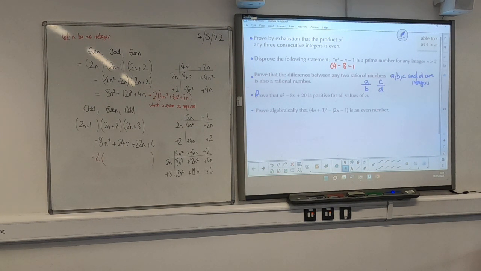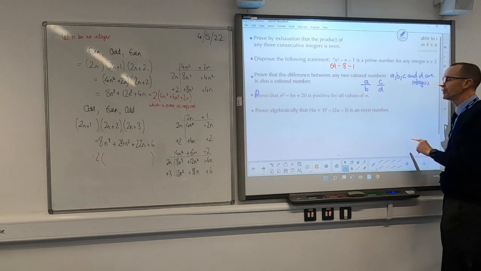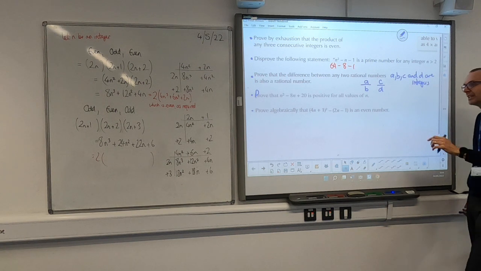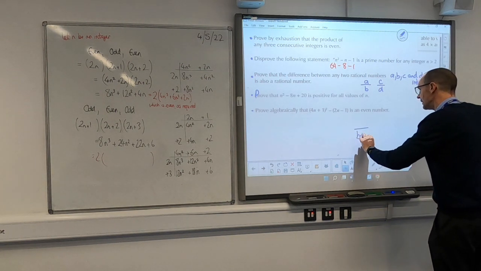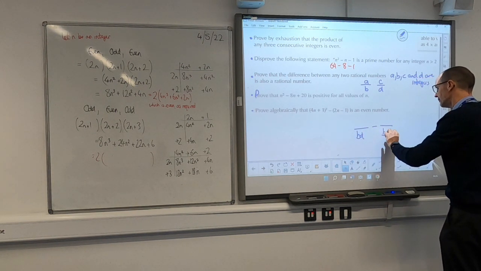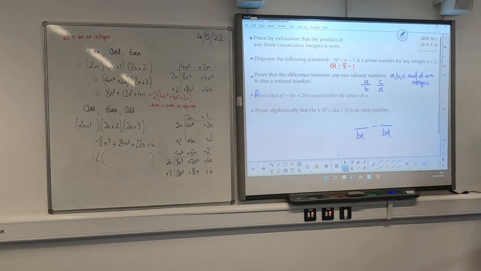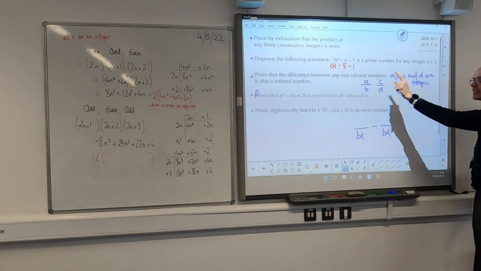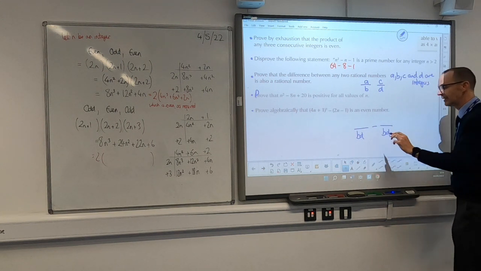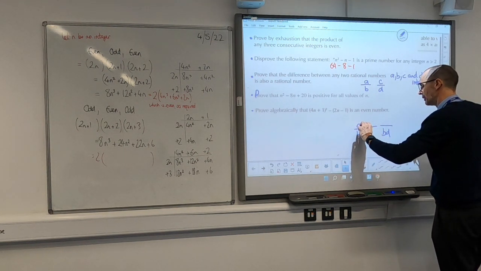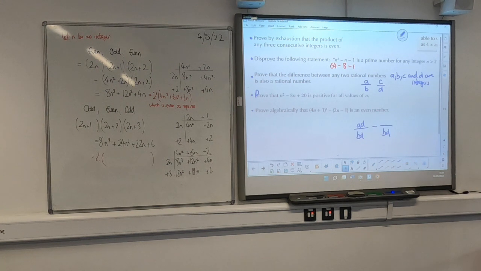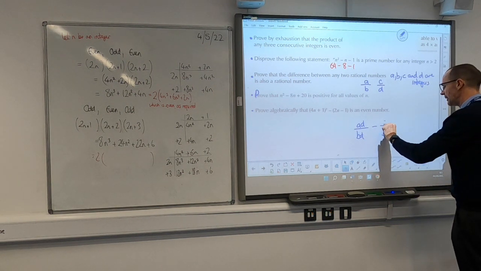Now, if I was going to subtract those 2 rational numbers, I would need a common denominator. If we assume that there's no common factor here, my common denominator would be BD, those 2 denominators multiplied together. To turn this fraction into a denominator with BD, you would have to multiply top and bottom by D, and on this side you'd have to multiply top and bottom by B.